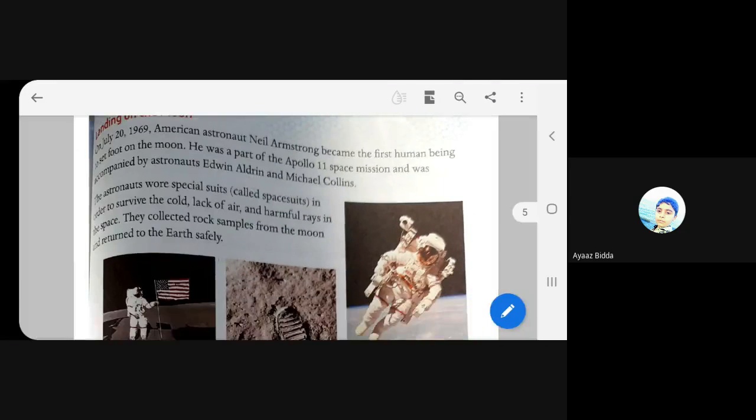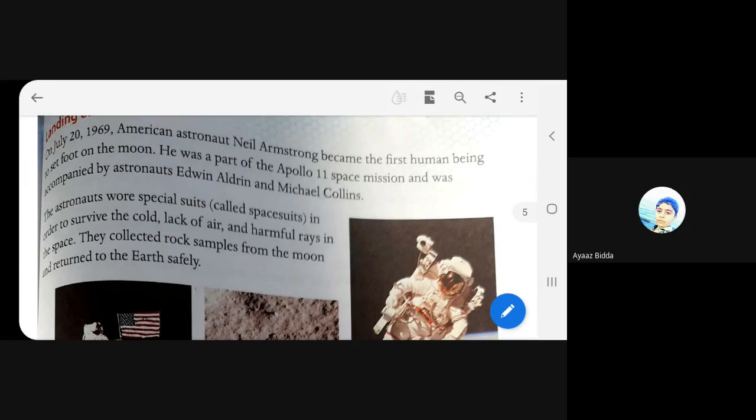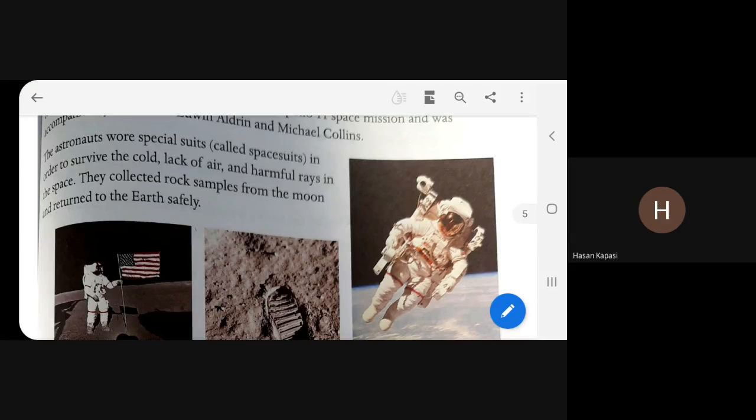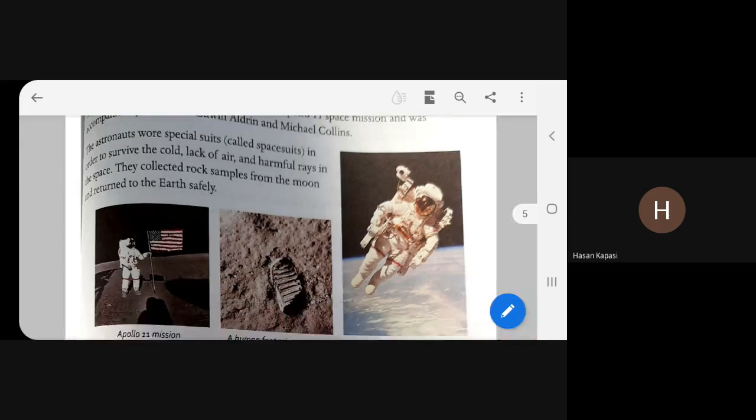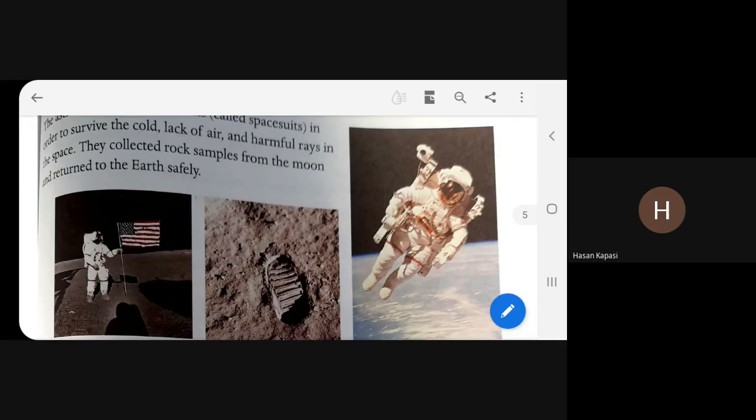Then this fact, you remember we had learned that on July 20, 1969, American astronauts Neil Armstrong, Edwin Aldrin and Michael Collins reached the moon with a particular mission. The name of the mission is Apollo 11. Neil Armstrong was the first person who put his foot on the moon. The astronauts wore a special suit so that they could survive there in that cold temperature, in a place where no air is there and harmful rays are also there, and they brought back with them some samples of the rocks from the moon.